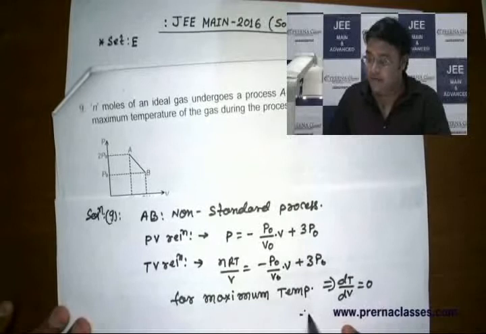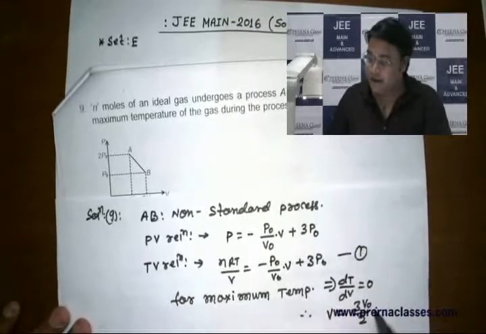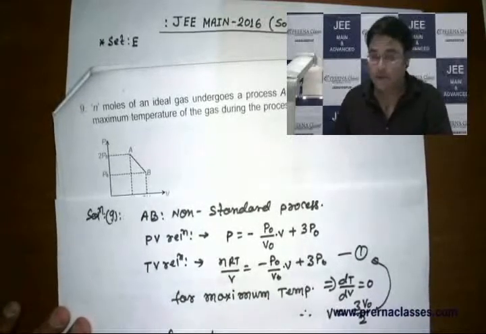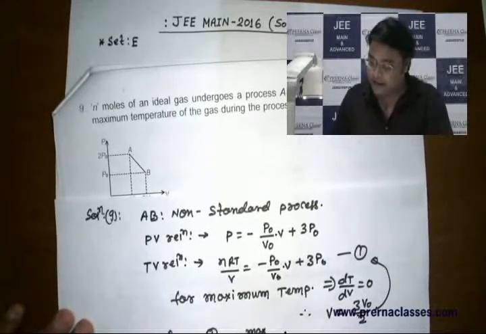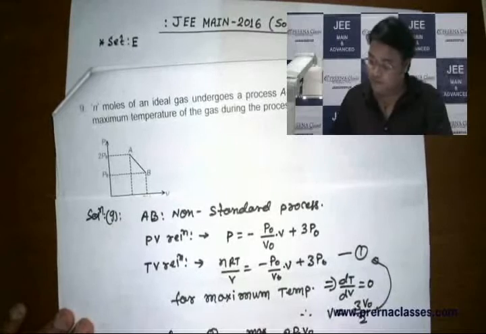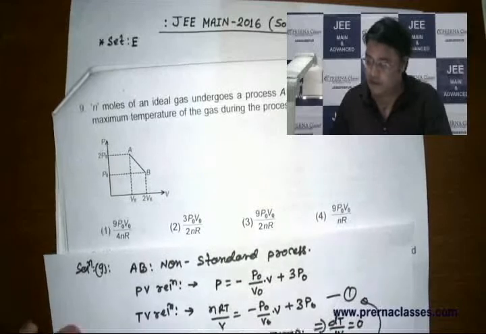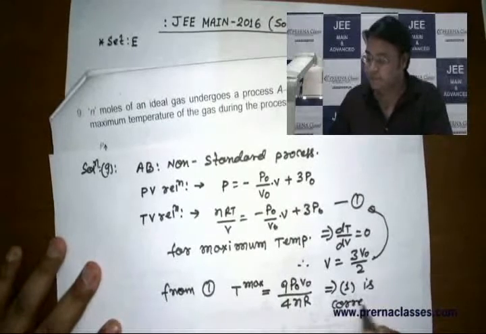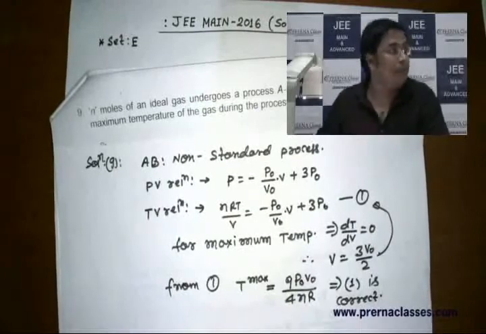Okay. Now, if we want to obtain maximum temperature, for maximum temperature, dT by dV equals 0. From here, we obtain V equals 3V naught by 2. Now, if we put this value in equation first, from first, T max equals 9 P naught V naught by 4nR. That implies 1 is correct. Clear?